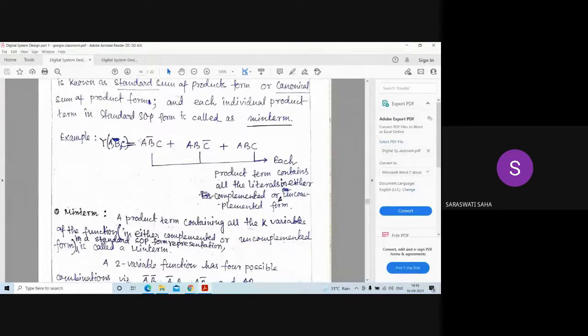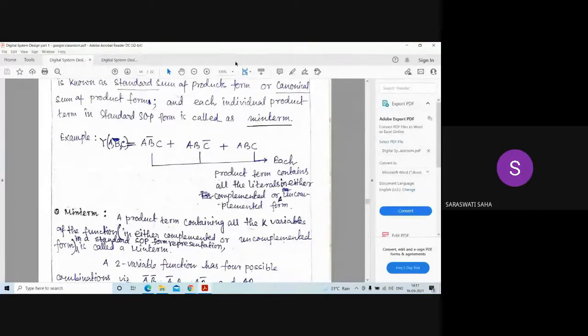In this kind of representation, that is sum of product form, when each product term contains all the input variables either in normal form or in complement form, then the representation is called standard sum of product form or canonical sum of product form. Got this point? Yes, ma'am. All of you? Yes, ma'am.